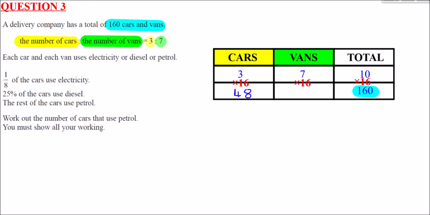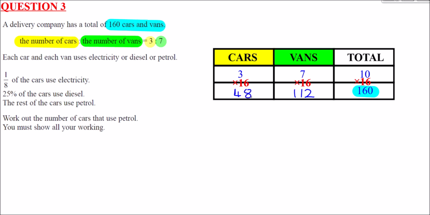This one, you can either do 7 times 16, or because the total needs to be 160, you could also do 160 take away 48. Now that in my mind is easier. That gives me 112. If you want to do 7 times 16, you should get 112 anyway. So you don't need to do it my method, you could just do 7 multiplied by 16.